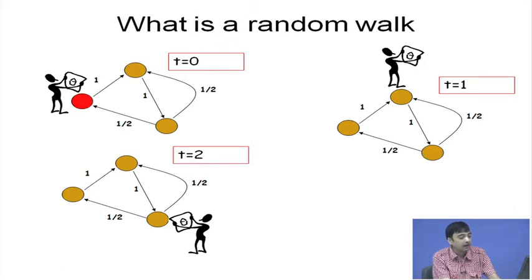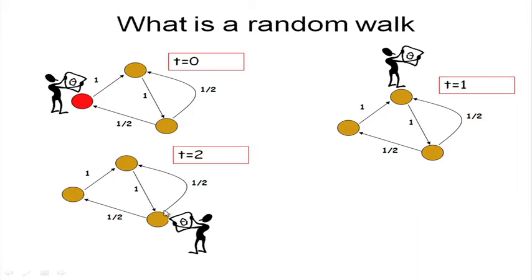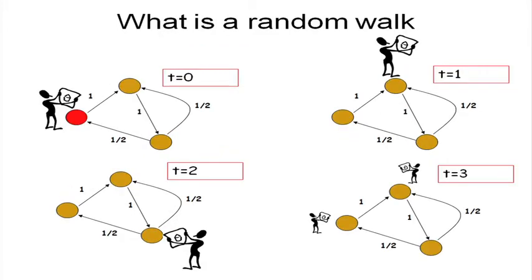Now from here the random walker has equal chances. See, there is a probability half of going to this node and there is a probability half of going to this node back. So the random walker can take any one of these two paths, okay. It can go either here or it can go here, each one with probability half. So in this way you can try to simulate this process.